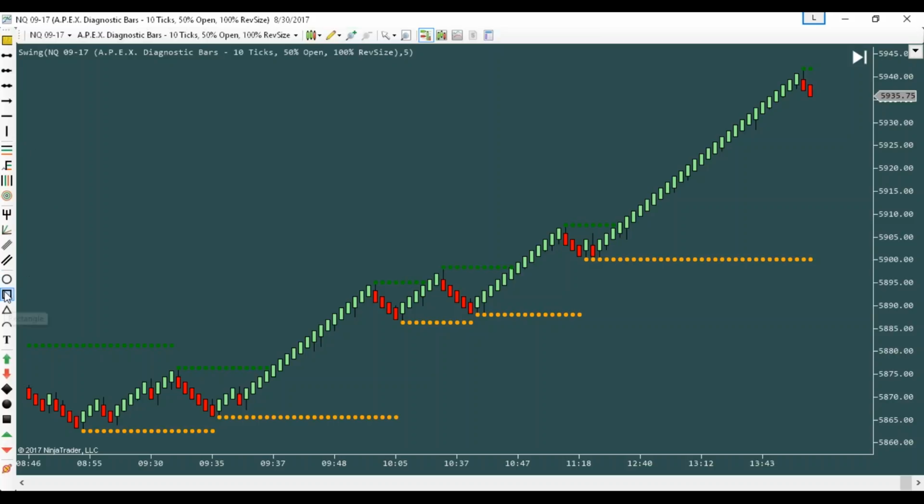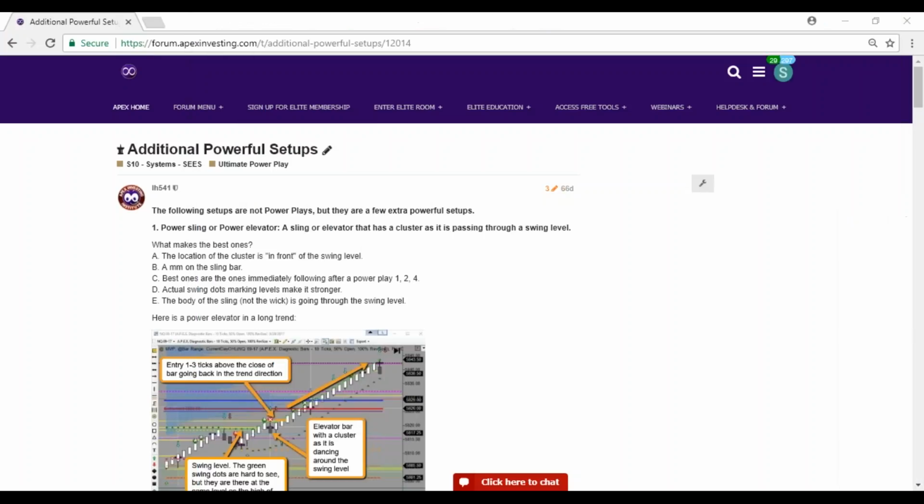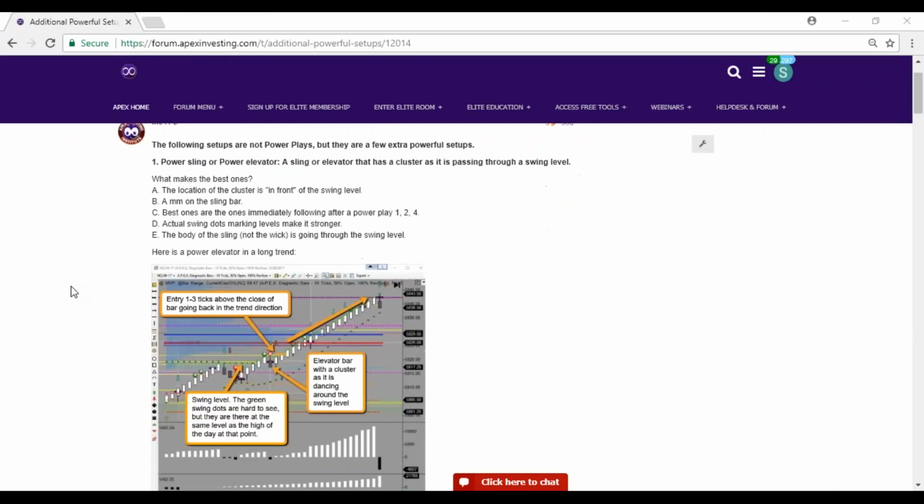What do we see different, without ever looking at everything else, right here when it broke this swing level? What do we see on this bar and on this bar? Without looking at VWAP or order prints, we see slings, right? We see slings. Everybody get that basic idea? Then let's jump right in. Does this make a little more sense now? A power sling or elevator is what?